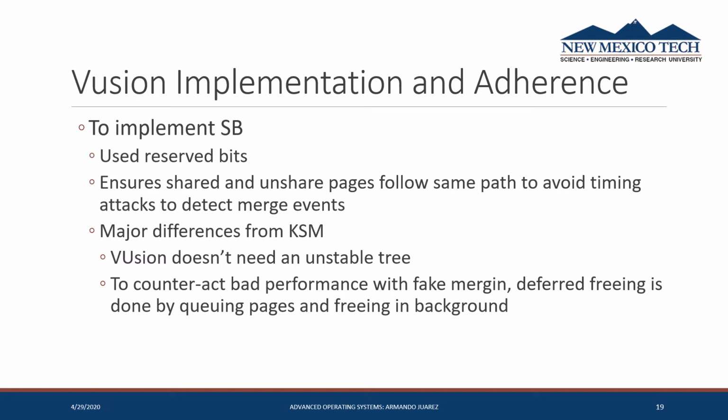VUsion doesn't need the unstable tree, and to counteract bad performance with the fake merging, deferred freeing is actually done by queuing pages and then freeing them in the background. It's utilizing the fact that page fusion is not something that will stand up and start taking a large chunk of resources. It will have a lower priority than other things happening on the system. And so as such, it allows them this idea of being able to free things in the background without having to deal with problems with memory or any problems with taking resources from user or kernel level applications.